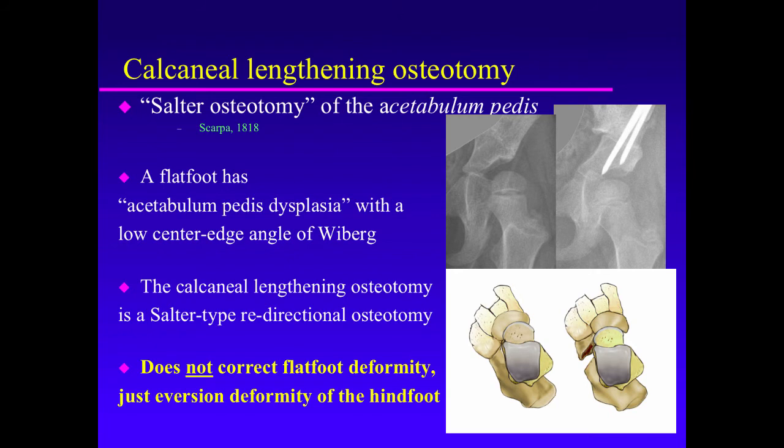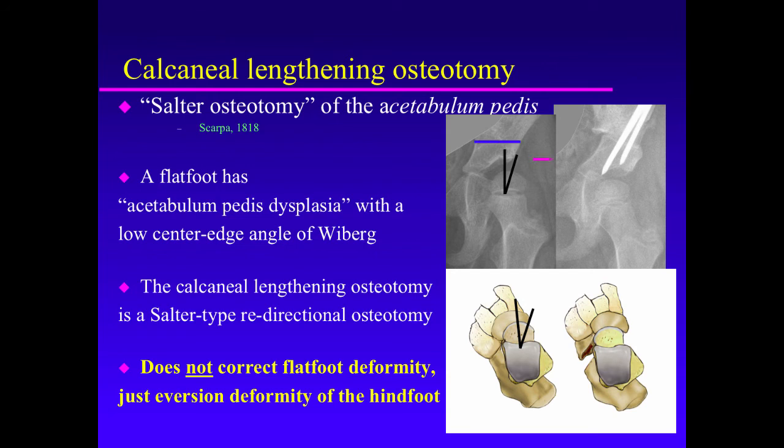the acetabulum pedis. We would all agree that the x-ray of the hip in the upper left has acetabular dysplasia because it has a low center edge angle of Wiberg. There's no subluxation, there's no dislocation, but it's a dysplastic acetabulum. The femoral head is not well covered. So if we draw the lines on the acetabulum pedis on the sketch on the lower left, we can again see a low center edge angle.